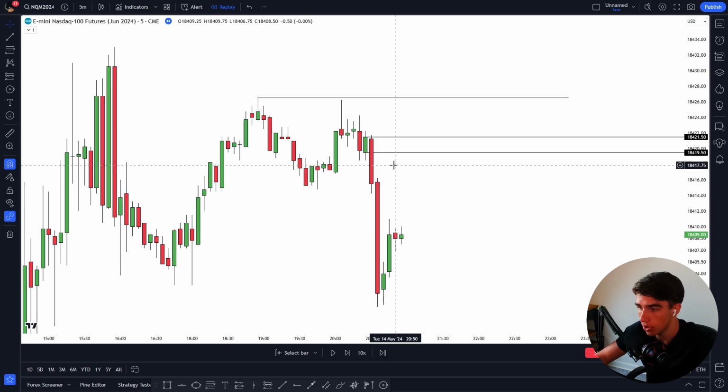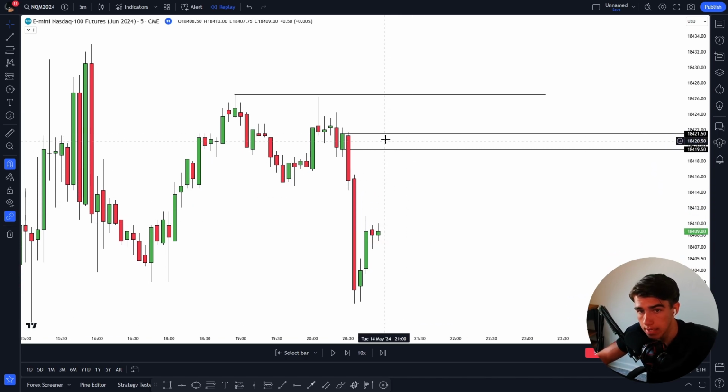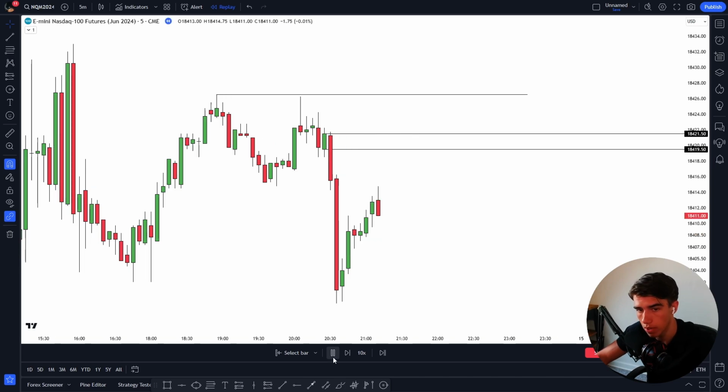The ICT concepts just made a lot more sense to me because now I was able to tell apart and pick apart the good supply and demand zones from the bad ones. And the same goes for support and resistance, trend line breaks, whatever it might be. So let's see what happens here. Ideally, from a supply and demand strategy point of view, this green candle should send price lower. Now let's see what price does.